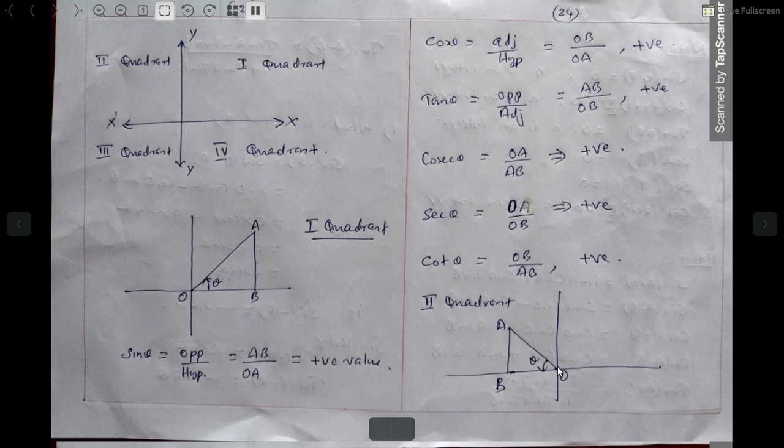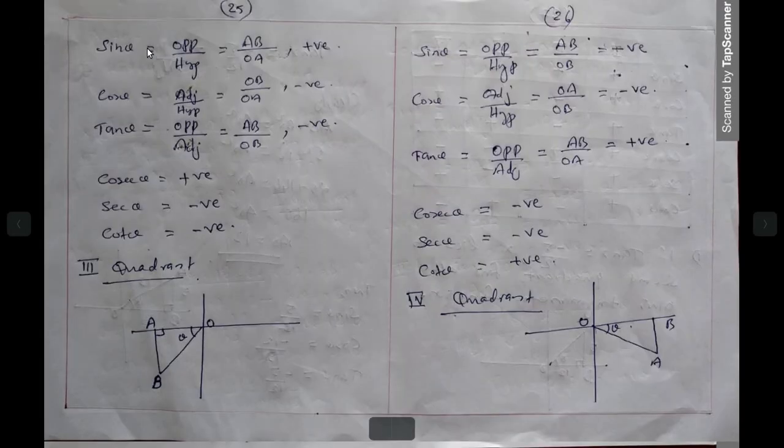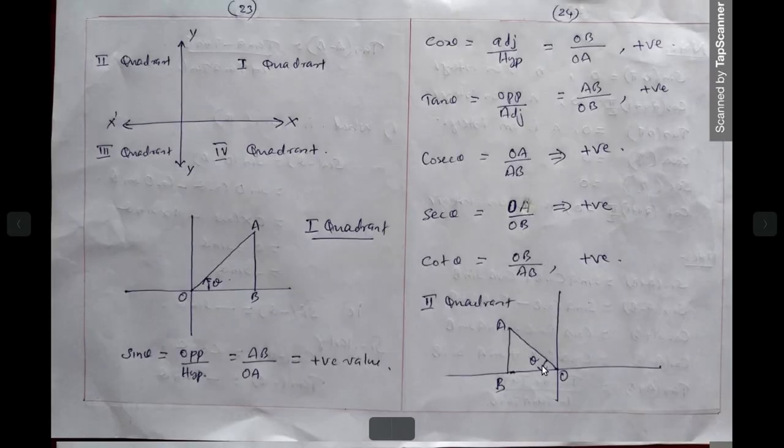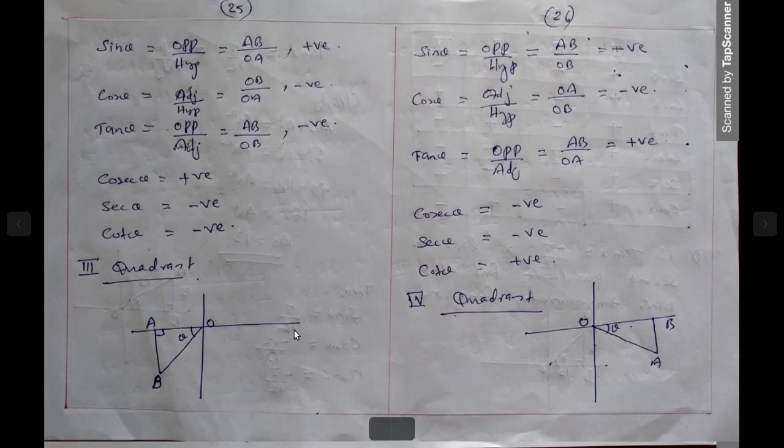OA is always positive because it is hypotenuse. Hypotenuse never negative, therefore it is also positive. Then sin theta is positive in the second quadrant. And what about cos theta? Cos theta means adjacent side by hypotenuse. Adjacent side is pointing towards negative side, therefore this is negative. OB is negative, but OA is positive, right? Since one quantity is negative, the entire quantity will be negative. So cos theta is negative in the second quadrant.